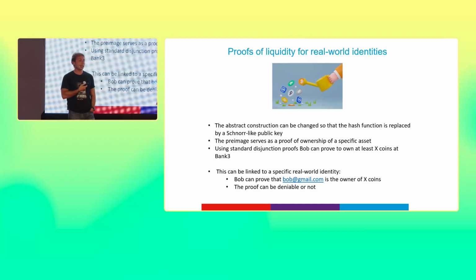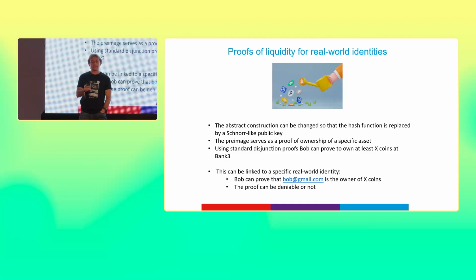So, for example, Bob, I have on-chain at this Bank3 smart contract. I hold some assets, some coins or some tokens, and I would like to prove to someone that I have at least X coins, right? If you think this is easy in blockchain, but the novelty here is that this can be linked to a specific real-world identity, right?